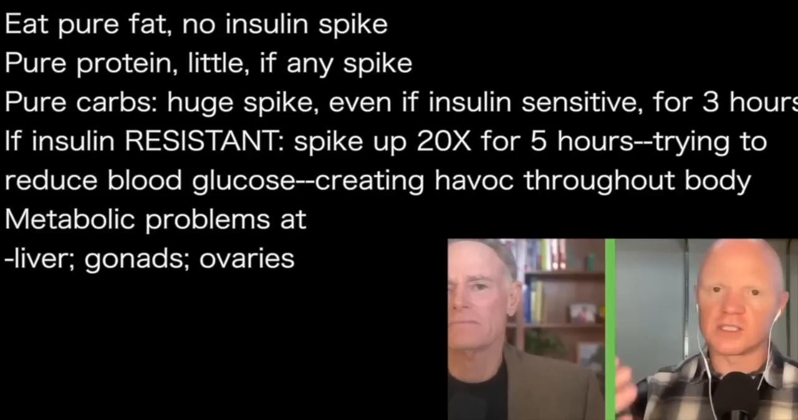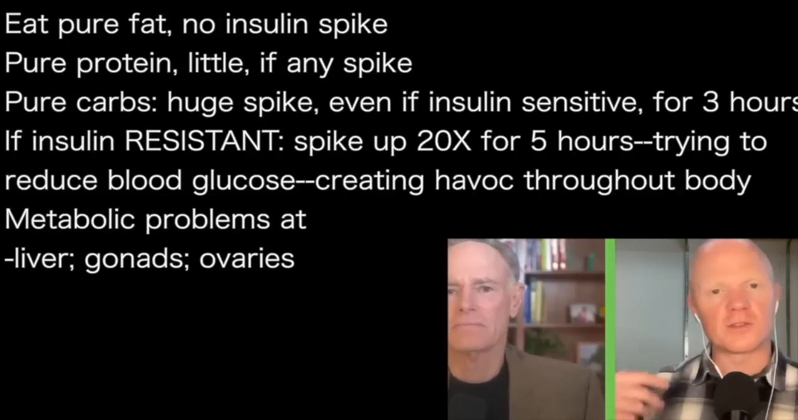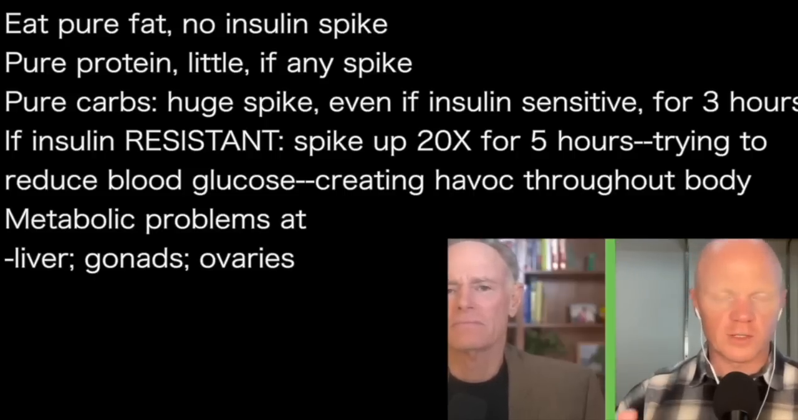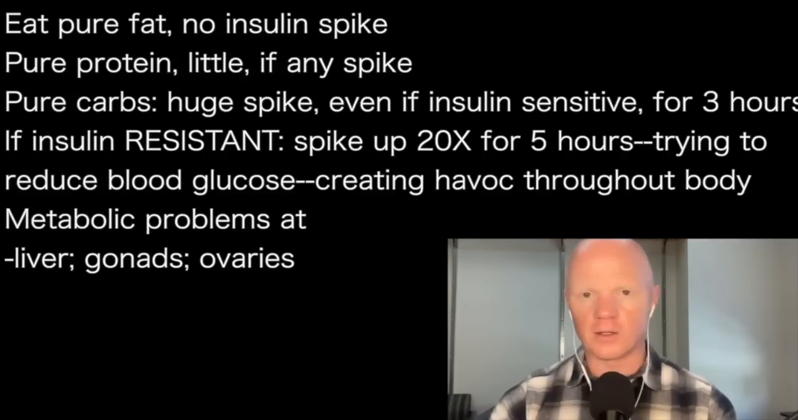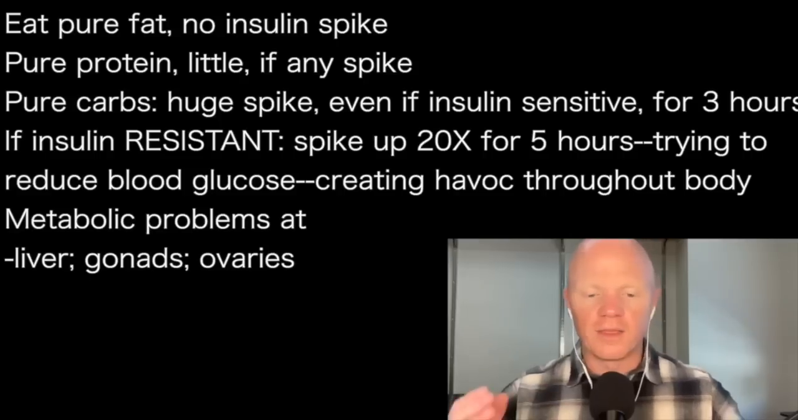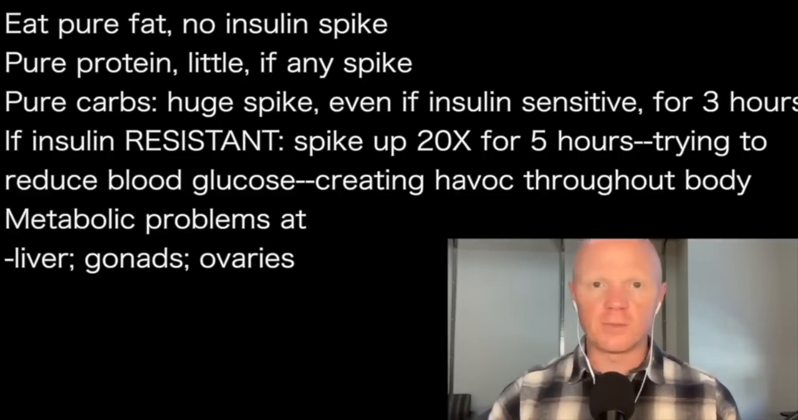Insulin's just having to work so much harder and stick around so much longer in order to correct the blood sugar, all the while creating havoc throughout the body at the liver cells or the gonads, particularly the ovaries in women, or the blood vessels, creating metabolic havoc in the meantime. Now, that phenomenon, that response to carbohydrate, is relevant in and of itself.